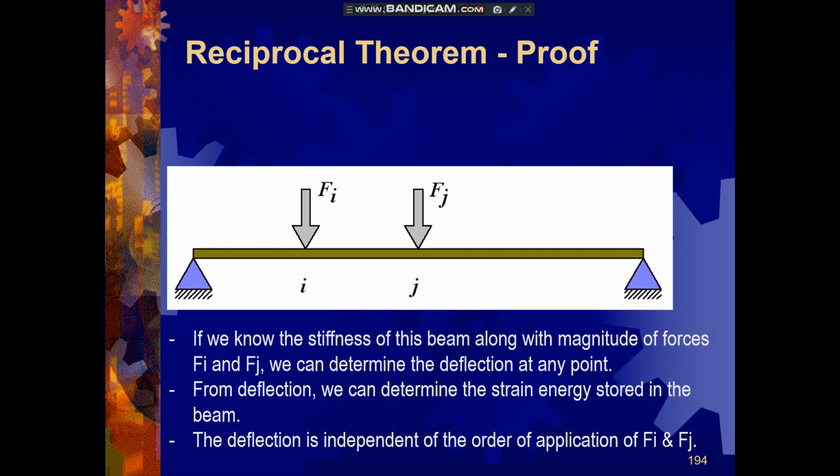Now this deflection curve of the beam is independent of the order in which these forces Fi and Fj were applied. So if you are to solve a problem concerning the deflection of this beam under the influence of these forces Fi and Fj, you don't have to think about whether Fi and Fj were applied simultaneously or whether either one of them was applied before the other one. So based on this understanding, we go ahead with the proof.